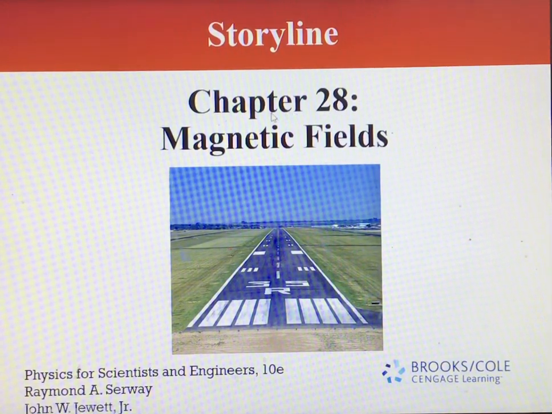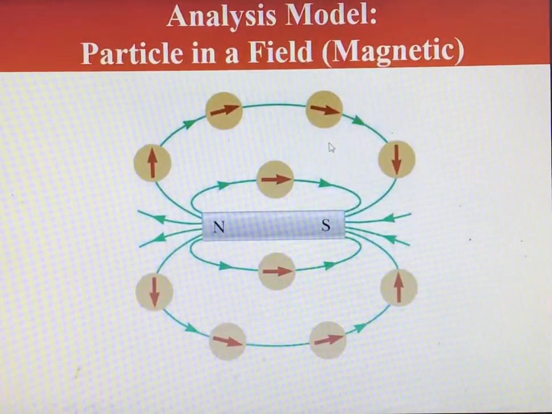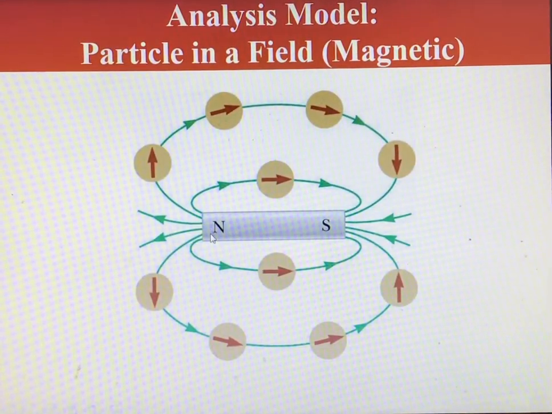In this video, we're going to introduce chapter 28, which is on magnetic fields. So let's talk a little bit about the source of a magnetic field. A magnetic field can be produced by a bar magnet. This is an example of a bar magnet.